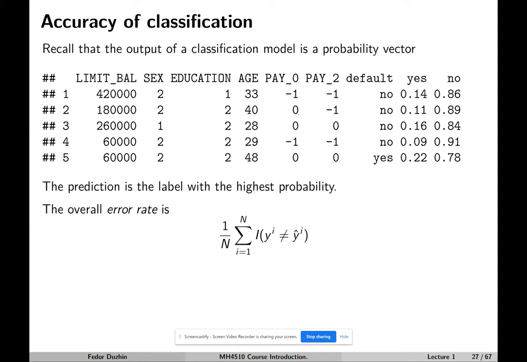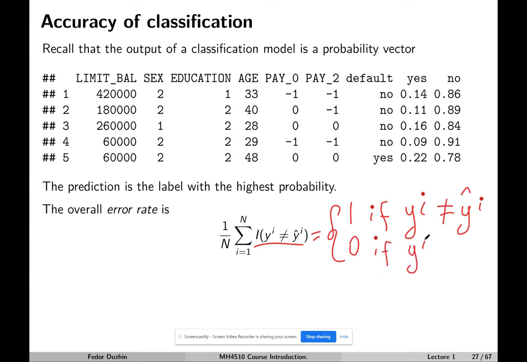Now, here is the definition of the overall error rate. What does it mean? This I here is the indicator function. The indicator function is basically 0 or 1. It is 1 if the condition is true, so if yi does not equal yi hat, and 0 if the condition is false, so if yi equals yi hat. If the observed value is the same as the predicted value, it contributes 0 to the sum. If the observed value is different from the predicted value, it contributes 1.